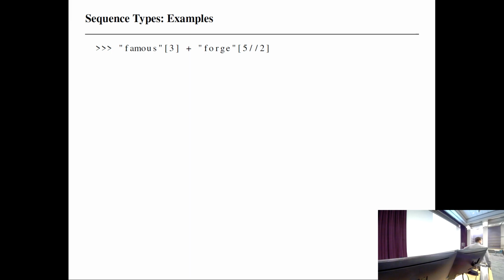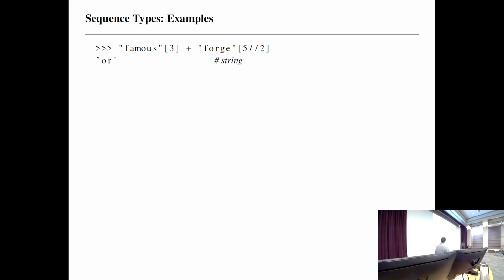5 integer divide 2 is what? It's 2. 0, 1, 2 is R. So I get back a string of length 1, which is an O, and a string of length 1, which is an R, and I get a new string OR.